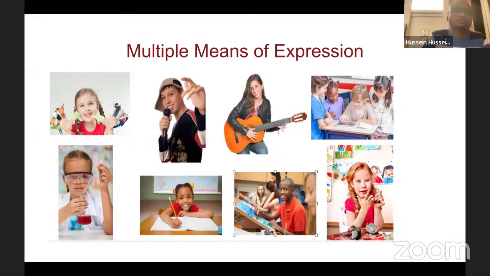Anaweza akakwambia through song, mpe nafasi. Anaweza akakwambia nataka nifanye maybe a lab experiment, mpe nafasi. Anaweza akataka achore, mpe nafasi. Anaweza akataka kuandika, kuweka maelezo, wape nafasi. Sasa kosa tunalolifanya sisi, unakuta mtu anamforce mtoto afanye vitu ambavyo hata hana uwezo navyo.